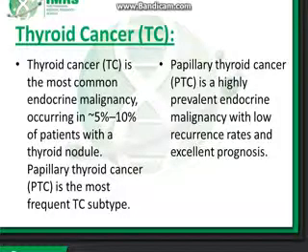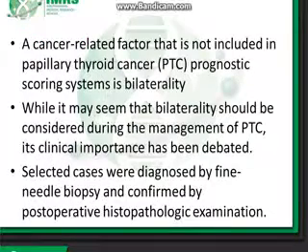Thyroid cancer (TC). Thyroid cancer is the most common endocrine malignancy occurring in 5% to 10% of the patient. هنا بيقول ان الثيرويد كانسر هو اكتر الاورام الشائعة في الاندوكراين glands. Papillary thyroid cancer is the most frequent TC subtype. Papillary thyroid هو الأكتر من السبتايبس اللي هو the most frequent للTC subtype. Papillary thyroid cancer is a highly prevalent endocrine malignancy with low recurrence rate at excellent prognosis.